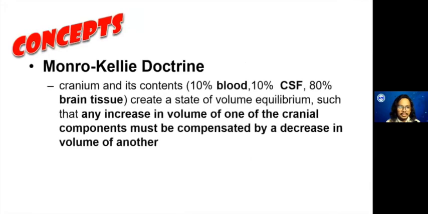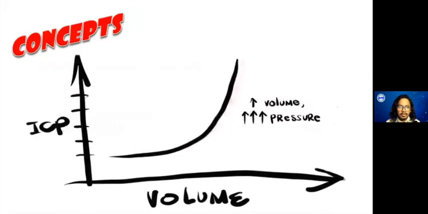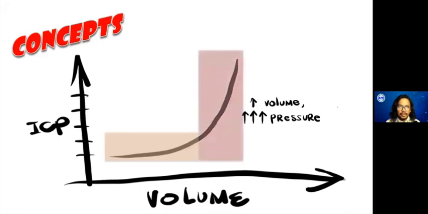The Monro-Kellie doctrine states that the cranium and its contents create a state of volume equilibrium, such that any increase in the volume of one of the cranial components must be compensated by a decrease in the volume of another. This can be illustrated in this elastance curve, wherein minimal increases in pressure occur in the initial phases due to intact compensatory mechanisms such as CSF and venous shunting. With further volume expansion in the intracranial space, these compensatory mechanisms become exhausted to the point that there's a steep rise in pressure for incremental volume changes, resulting in intracranial hypertension.